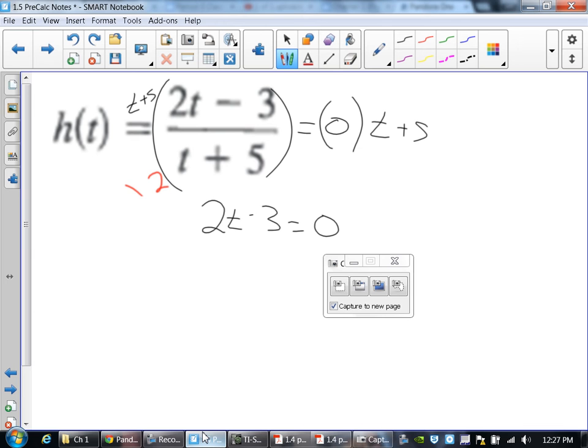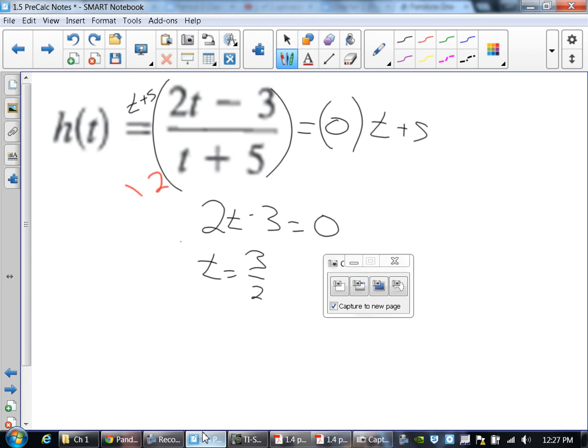How do you do this? Multiply both sides by 2, right? Same thing. It's the same exact process. And then you just wind up with 3 over 2. Okay. I just cross multiplied. I solved the equation.